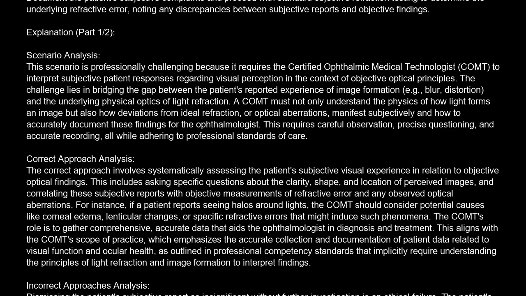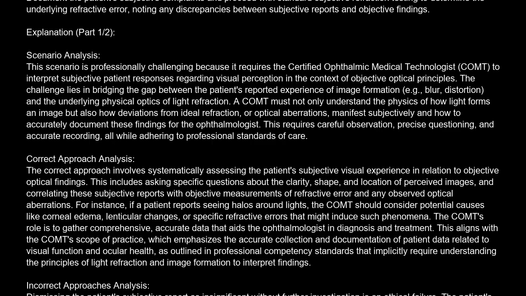Correct approach analysis. The correct approach involves systematically assessing the patient's subjective visual experience in relation to objective optical findings. This includes asking specific questions about the clarity, shape, and location of perceived images, and correlating these subjective reports with objective measurements of refractive error and any observed optical aberrations. For instance, if a patient reports seeing halos around lights, the COMT should consider potential causes like corneal edema, lenticular changes, or specific refractive errors that might induce such phenomena. The COMT role is to gather comprehensive, accurate data that aids the ophthalmologist in diagnosis and treatment.